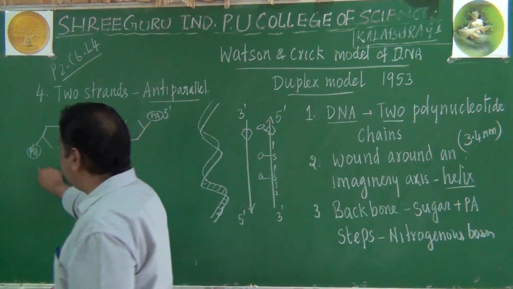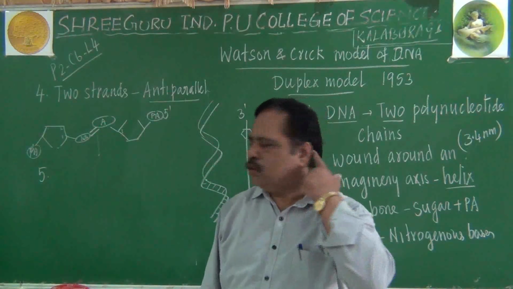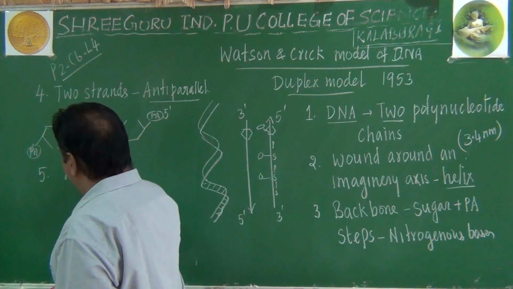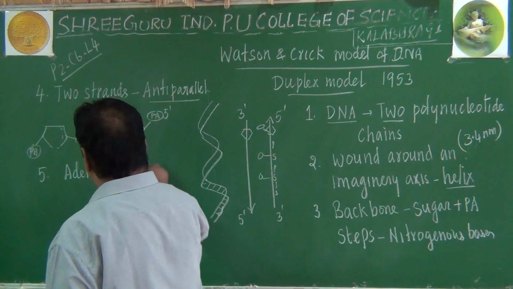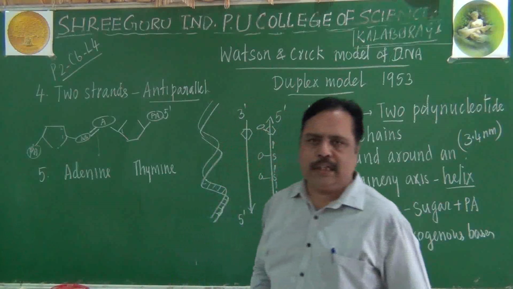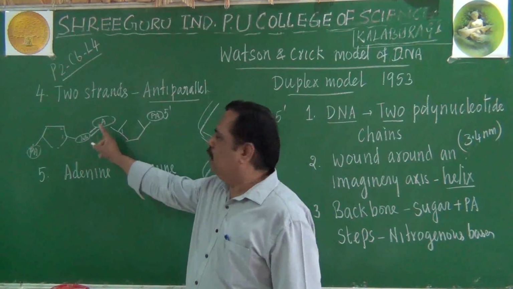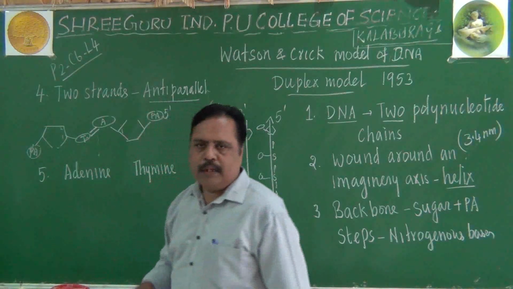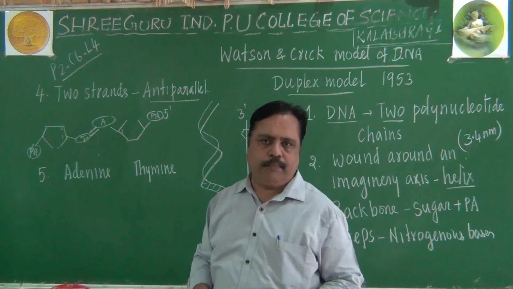Let me elaborate this point once again, in the fifth point here. In these two polynucleotide chains, adenine will always pair with thymine only. Another idea proposed by Watson and Crick is that the adenine base present in one chain will always pair with the thymine base only. If this is adenine, opposite there will be thymine only.